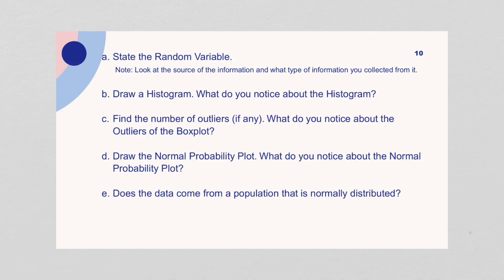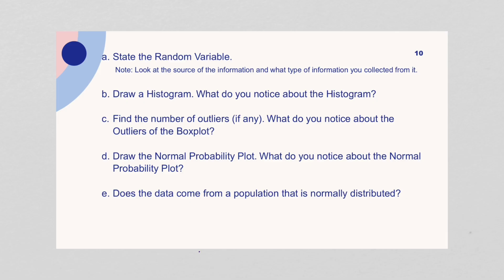As before, I want you to state the random variable. I want you to draw a histogram using your calculator. Find the number of outliers, if any. Again, using your calculator, you don't have to do any of this by hand. Draw your normal probability plot. And then from those 3 tests, what do you think? Do you think that you have a population that is normally distributed?